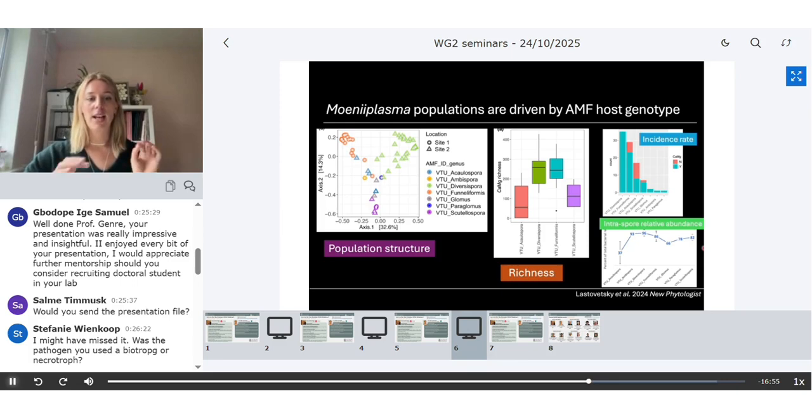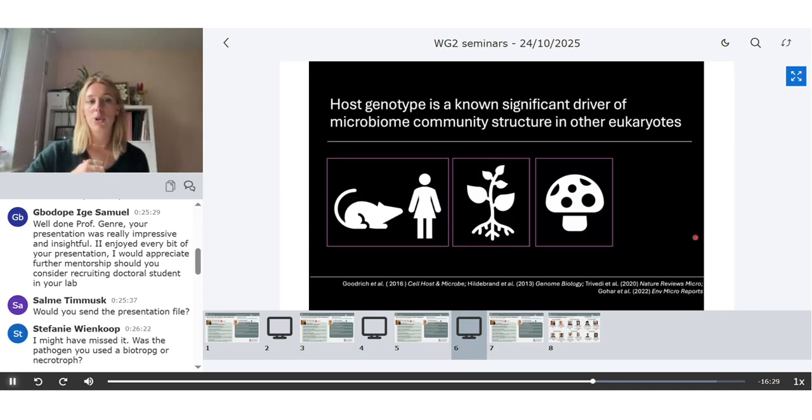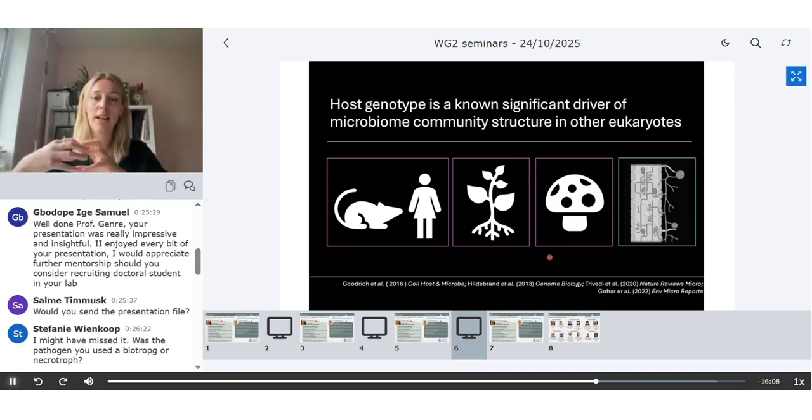We found that the mycoplasma population structure, their richness, their incidence rates, and their intraspore relative abundance were all related to the AMF host genotype in some way, leading us to conclude that AMF host genotype must be a significant driver of mycoplasma population assembly into these spores. This is analogous to what has previously been shown in other eukaryotic systems, where host genotype is a known significant driver of microbiome community structure in animals, including humans, in plants, and even in fungal fruiting bodies. And it turns out that this also now extends to AMF and their endobacteria.